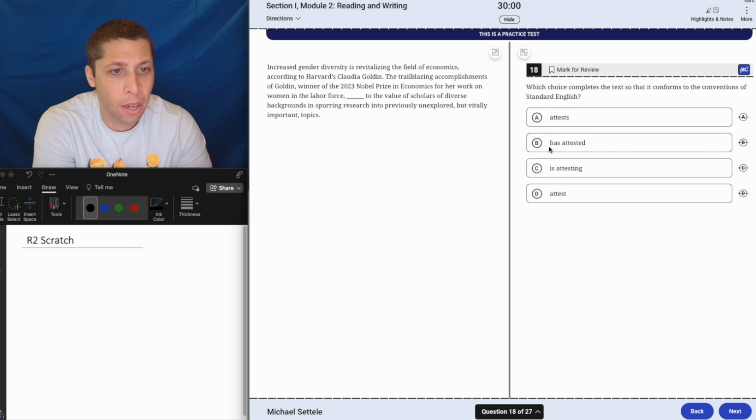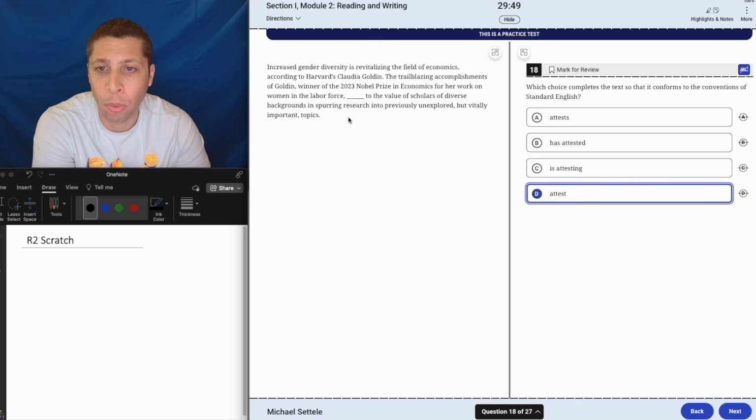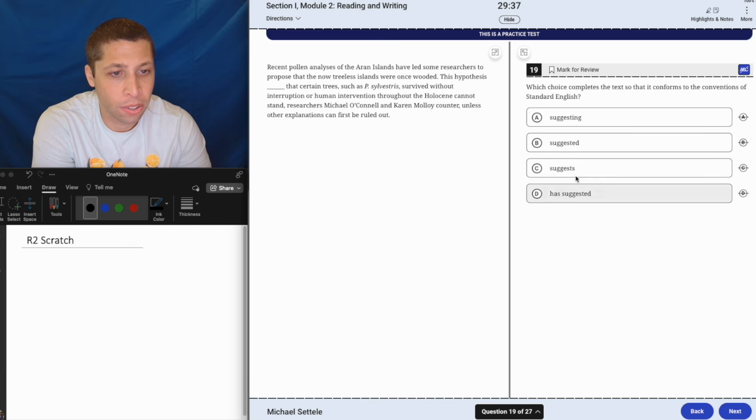Connector placement. Singular, singular, singular, plural. All right, so it's probably that. The trailblazing accomplishments of Golden, winner of the 2023 Nobel Prize in Economics for her work on women in the labor force, attest. The accomplishments attest to the value of scholars of diverse backgrounds and spurring research to blah, blah, blah. Okay, yep. See, this is just why the singular plural thing is so useful. So this is probably to an -ing or something.